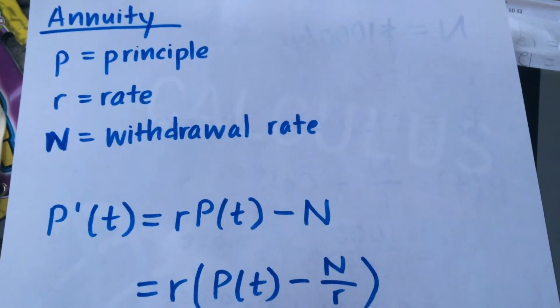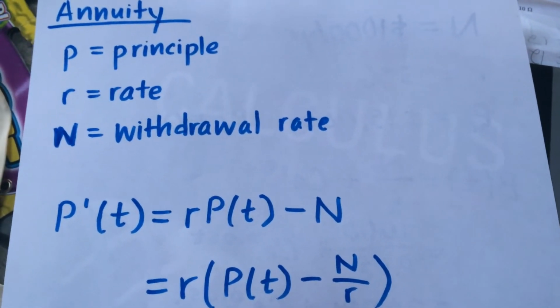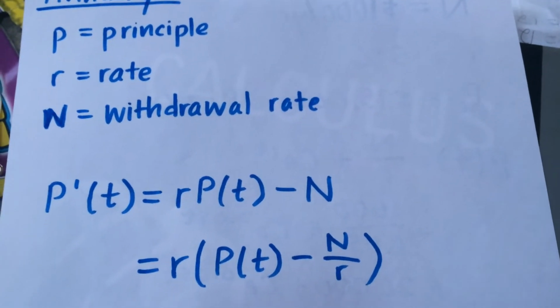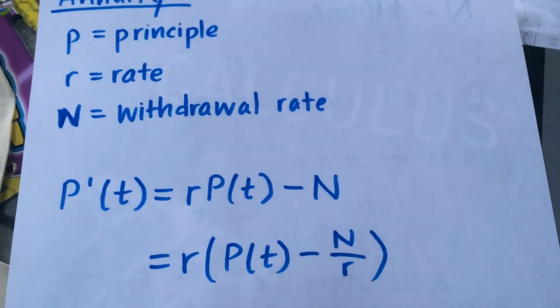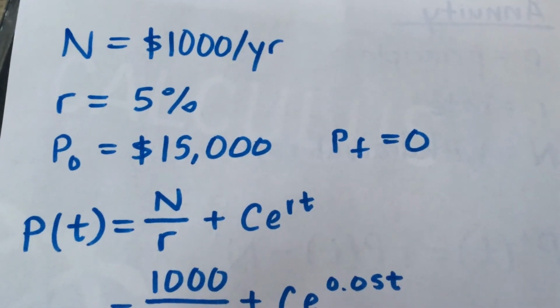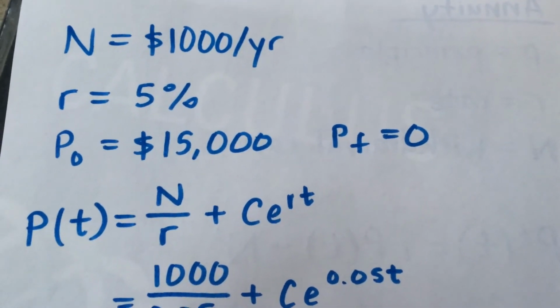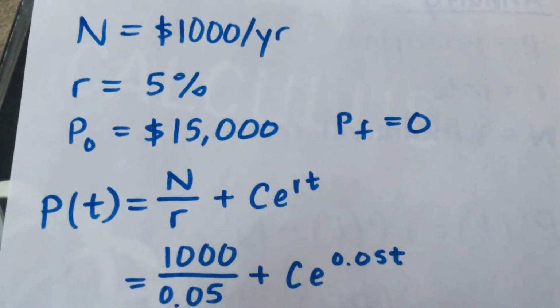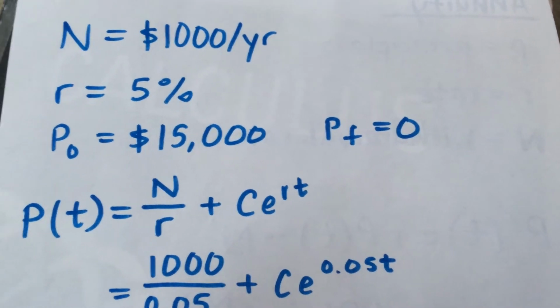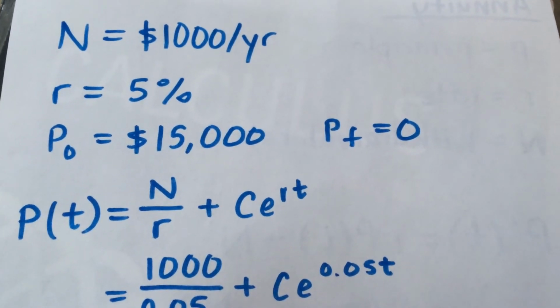Our third application for differential equations is annuity. Using the variables that you see in the video, we can model the change in principal of an account over time. Here's an example. Assume the withdrawal rate for an account is $1,000 a year, the interest rate is 5%, and the initial amount is $15,000. How long will it take for this account to run out of money?